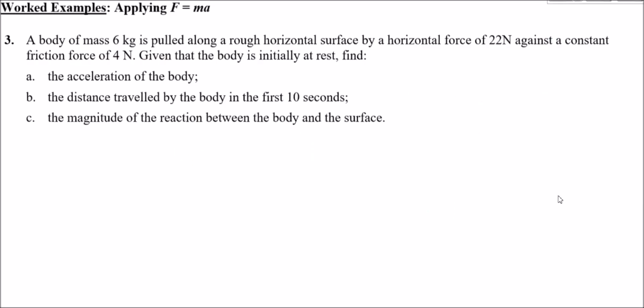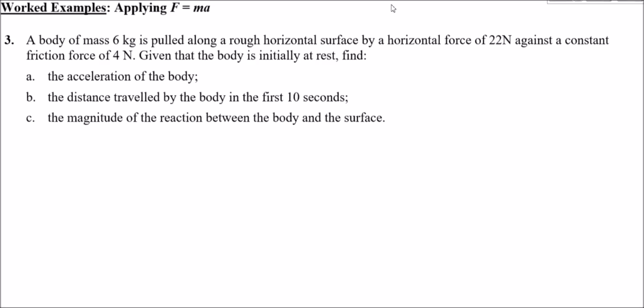Final question now. Final worked example, question 3. We have a body of mass 6 kilograms, which is being pulled along a rough horizontal surface by a horizontal force of 22 newtons against a constant frictional force of 4. We're told that the body is initially at rest. We need to find the acceleration of this body.